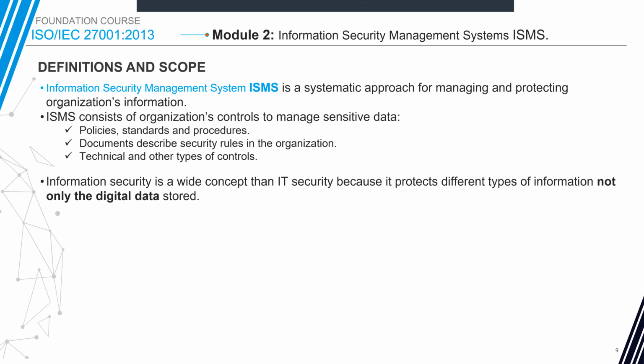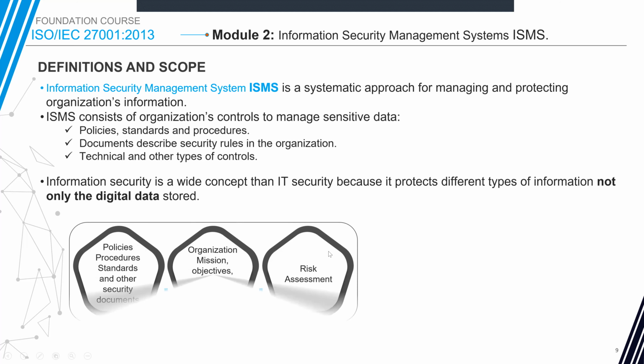Then ISO 27001: what is its main objective? Manage and protect information of the organization, right? Because information is considered an asset. The ISMS is not only concerned with digital format. It looks at other formats as well. It may be, as we mentioned, paper or spoken or whatever.